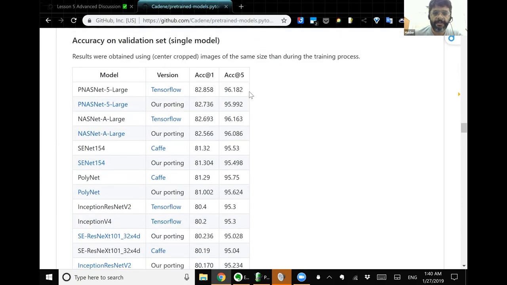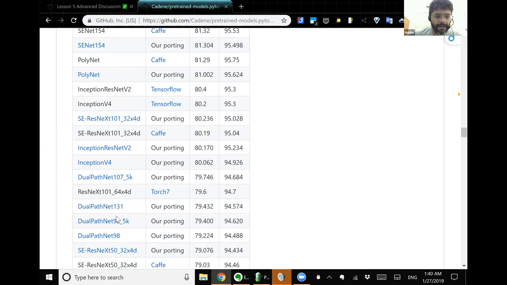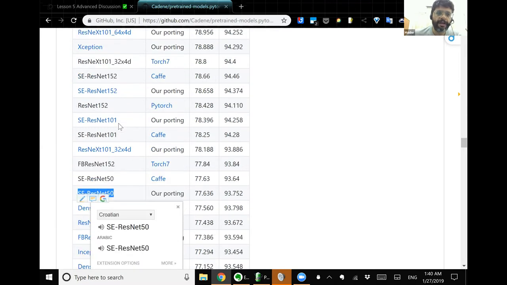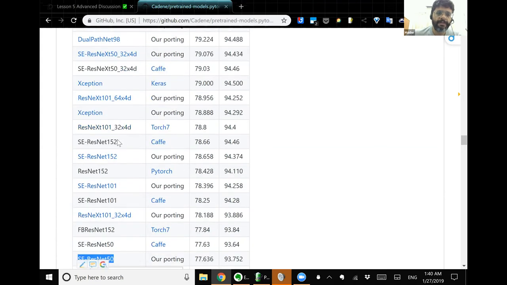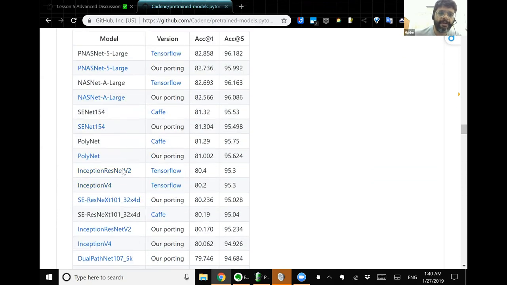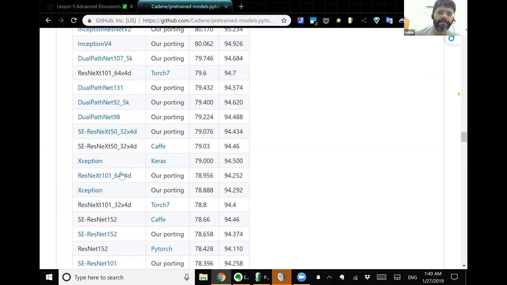So the best accuracy that they get is for the PNASNet 5 Large, at 82%. And then going down: SENet, PolyNet, Inception ResNet, SE ResNeXt, Inception, DPN, until we reach ResNet 101, ResNet 50 here. Okay. So all these models are performing better than ResNet 50, although we don't have them in Fast.ai. So I was pretty sad that all these pre-trained models are out there and we cannot use them.